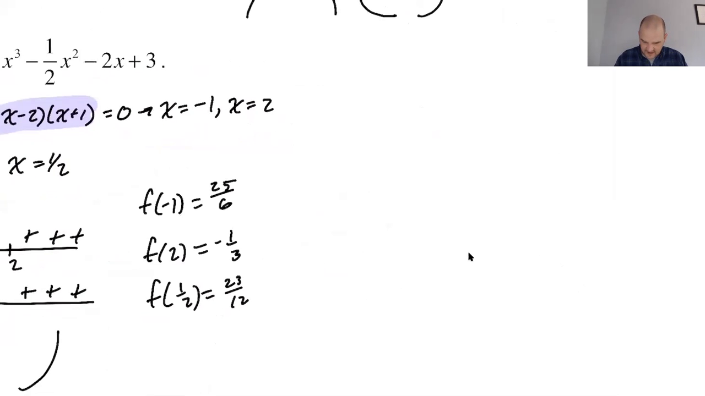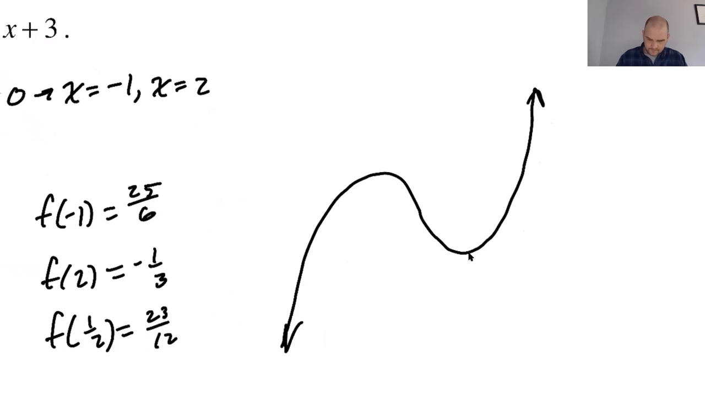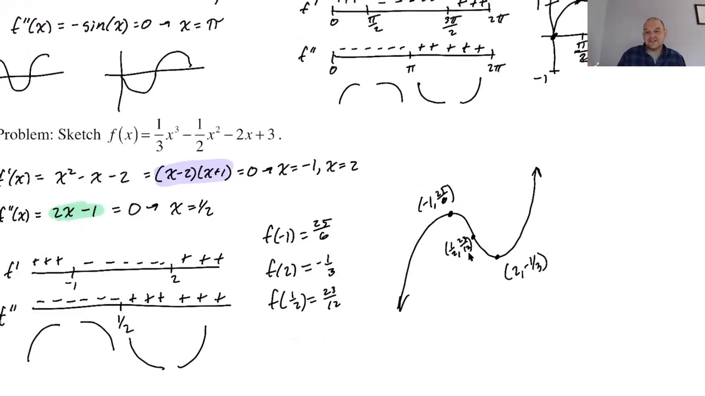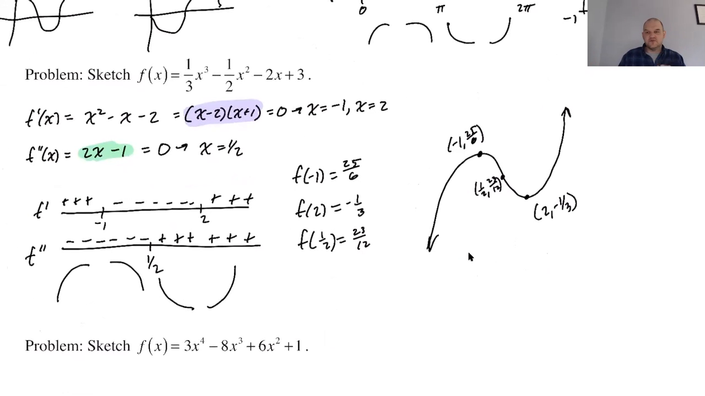So I know that I need something that goes like this, this, this, right? And I know that this point right here is going to be at -1, 25/6. This point right here is going to be at 1/2, 23/12. And this point right here is going to be at 2, -1/3. Could I do a better job? I guess, but I could put in axes, whatever. But this conveys the shape of the curve, and calculus is really about shapes of curves.